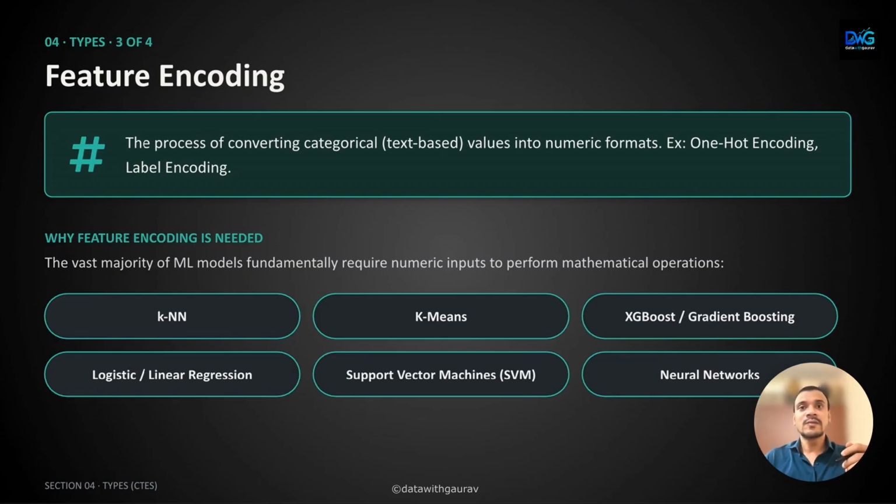For now, the key takeaway is very simple. Whenever your dataset contains categorical information, feature encoding transforms those text-based values into numerical features so that machine learning algorithms can work on it. Without this step, many ML models simply cannot use the categorical data at all.